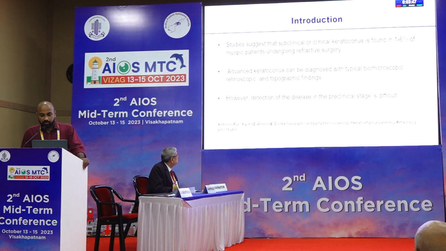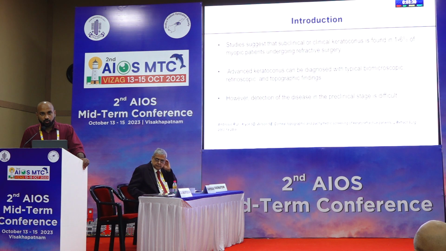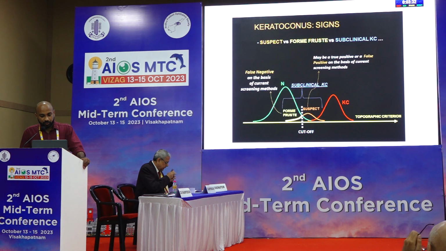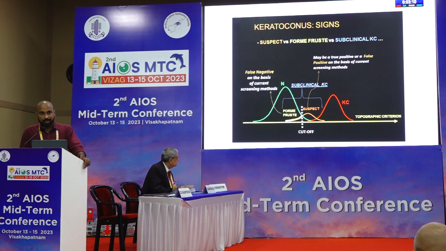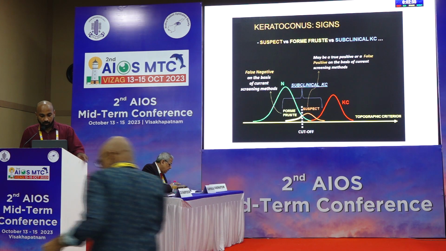Studies suggest that subclinical or clinical keratoconus is found in 1 to 6% of the myopic patients undergoing refractive surgery. This is mainly because detection of the disease in the preclinical stage is difficult. This is a good pictorial representation which defines some of the terminologies. As you can see, the yellow arrow is the topographic parameters. There is a cutoff beyond which, if certain criteria are met, we term it keratoconus. Keratoconus suspect needs some tomographic features to be fulfilled, whereas a forme fruste keratoconus can manifest even without much of tomographic features, and both come under the category of subclinical keratoconus. A forme fruste can be a false negative which might be missed even with the current screening techniques, and sometimes we might overestimate a case as keratoconus too.